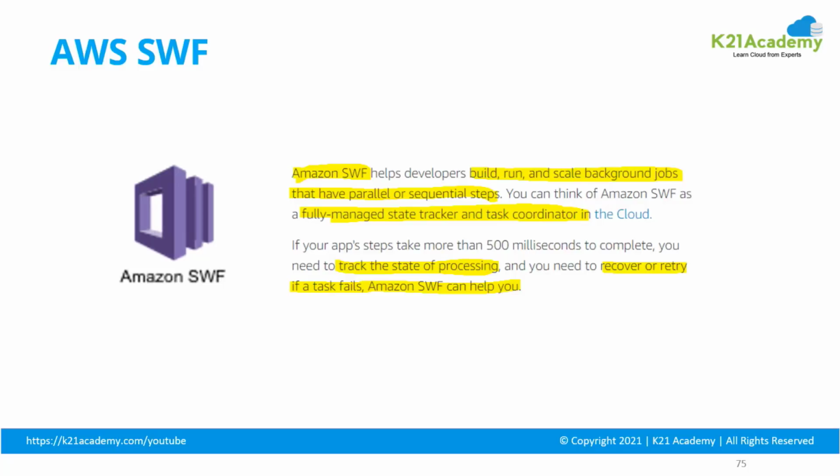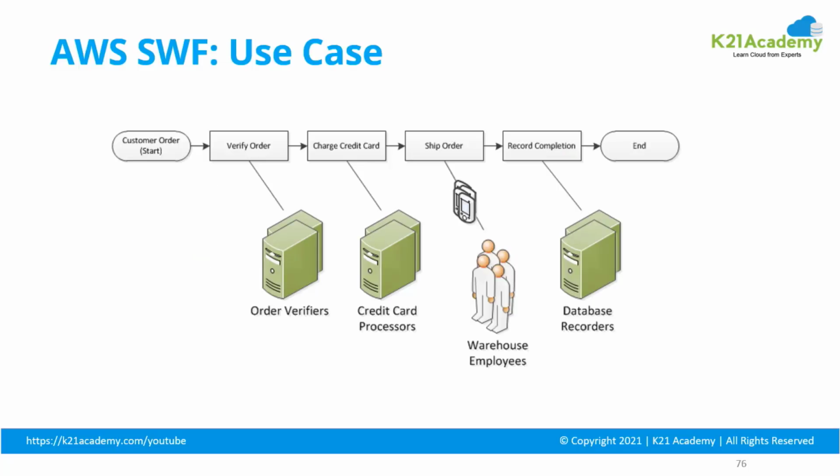Simple Workflow Service is basically a fully managed set of tasks you can run in the background and then coordinate, making sure that each step either completes successfully or you are notified in case of a problem. So it helps if your application takes more than 500 milliseconds to complete, to make sure that the task is being tracked properly. That's what Simple Workflow will help with. It also helps if your application has a requirement to recover or retry if a task failed. In that case, you'll use Simple Workflow.